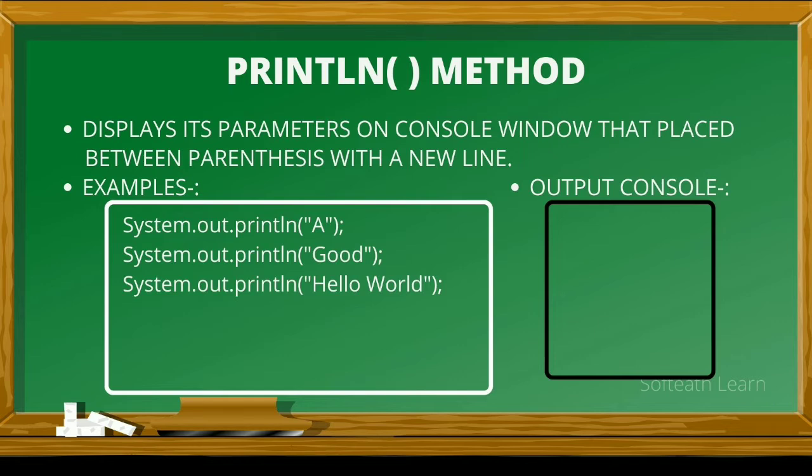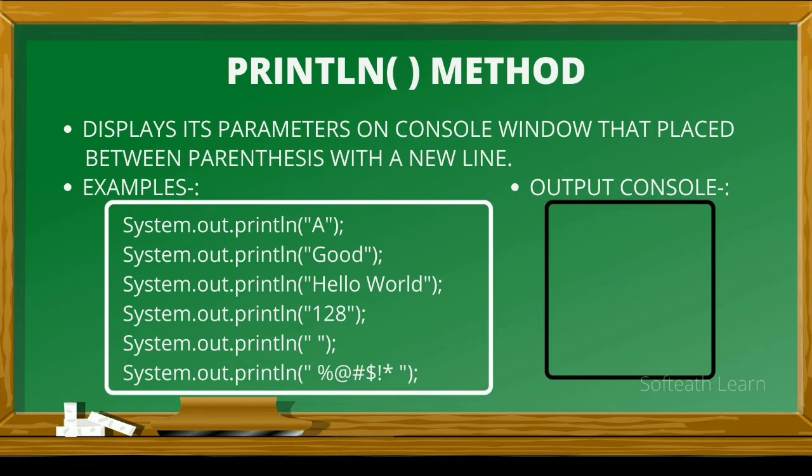Now let's see another example. Suppose that we pass 1 to 8 as a parameter to the println method. So the string 1 to 8 should be printed. Also if we print an empty string, it should be printed, but because it is an empty string, we will see nothing. Another example, we can print this string over here between double quotes.